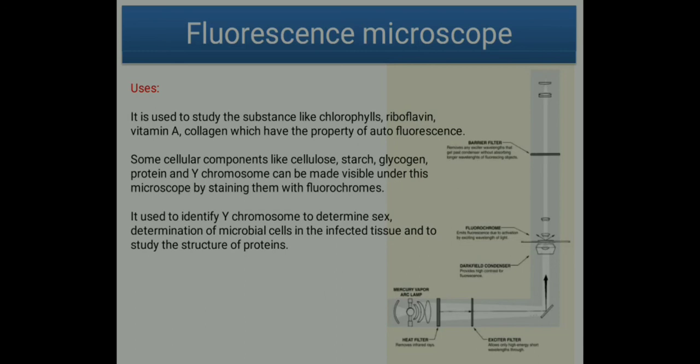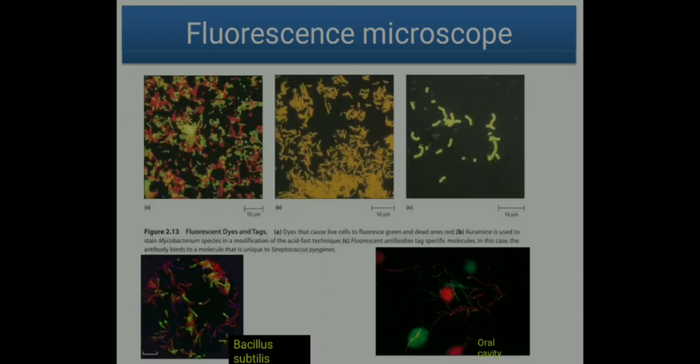As you can see in this figure, a mercury vapor arc lamp is used, and further we have exciter filters that focus your light. Then we have a slit, then the light is directed towards the dark field condenser, above which the fluorochrome-stained specimen is placed, and then further we have a barrier filter, and above all is the eyepiece. So these are some results of fluorescence.